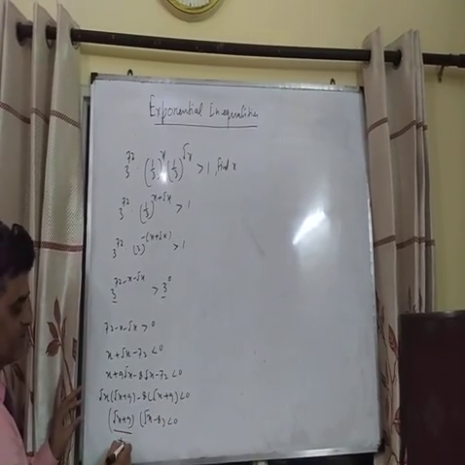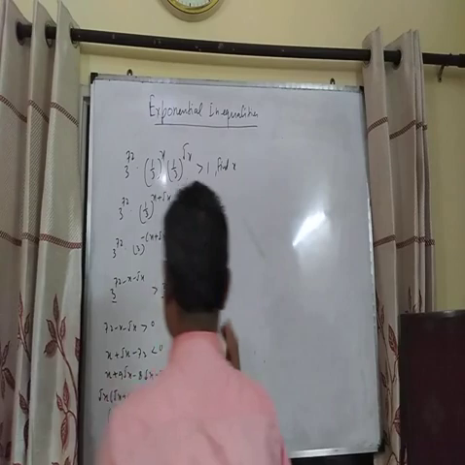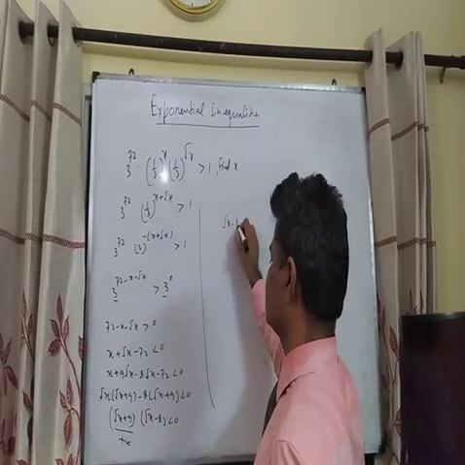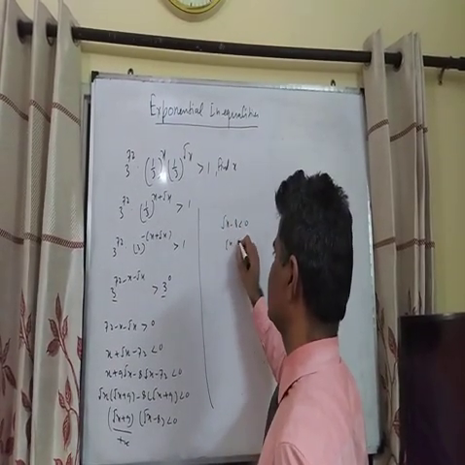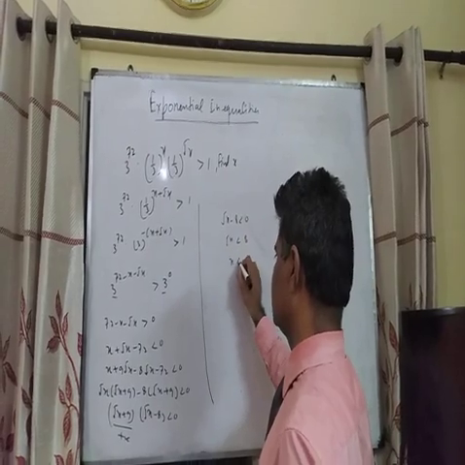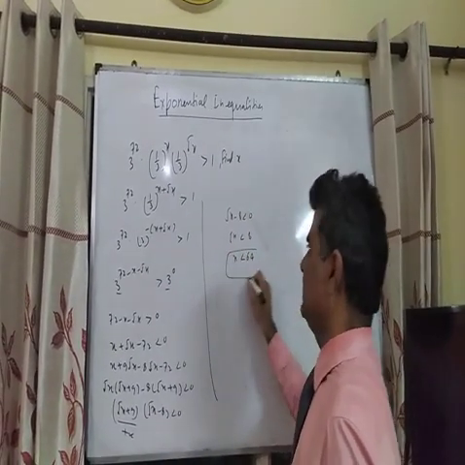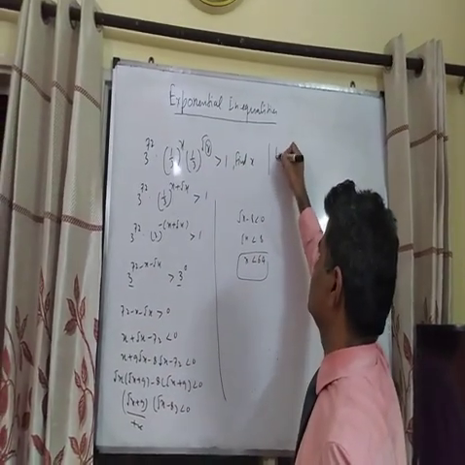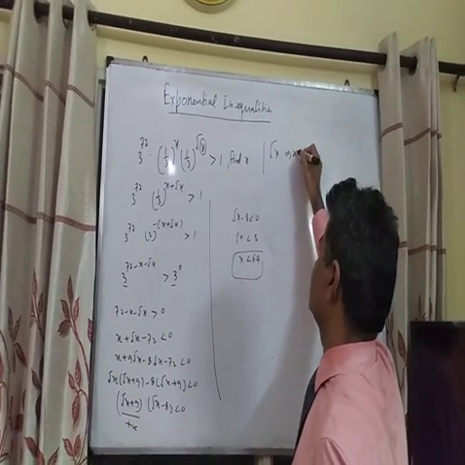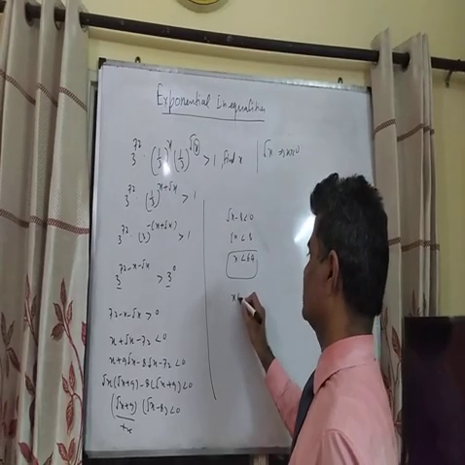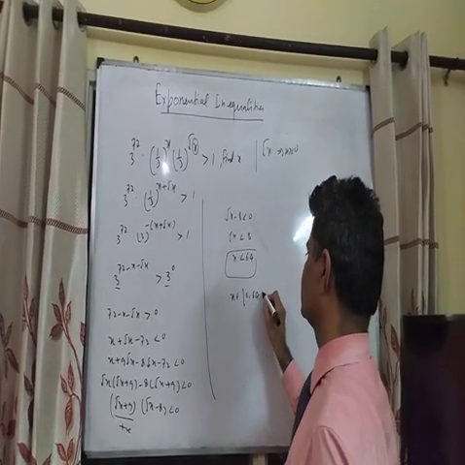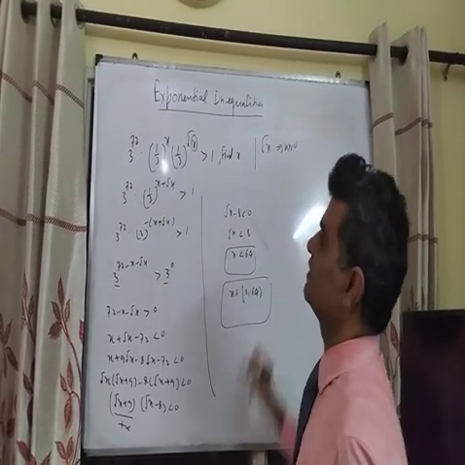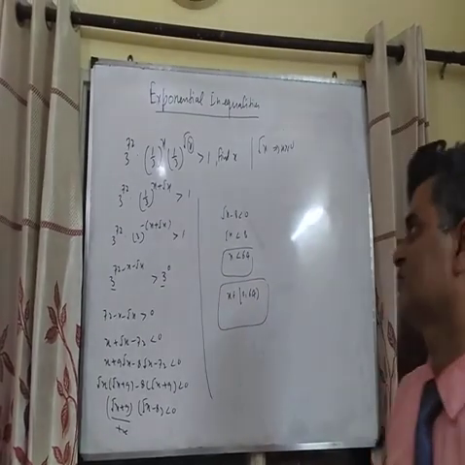So this is already a positive quantity. So root x minus 8 should be less than 0. So root x is less than 8. So x is less than 64. X is less than 64, but it is a square root here. So since it is a square root, x must be greater than or equal to 0. So x is from 0 to 64. This is going to be the answer of this question.